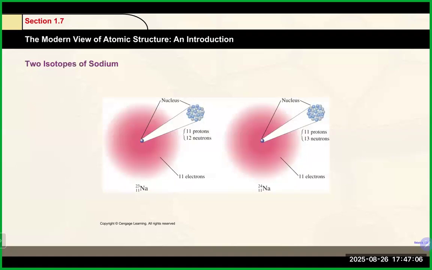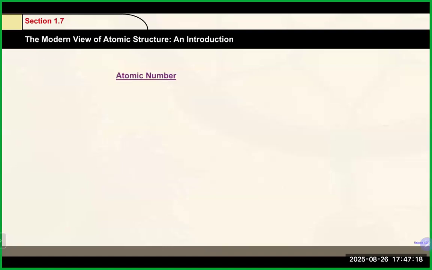So these are two isotopes of sodium. They both have 11 protons. One has 12 neutrons. The other one has 13 neutrons. And that is the difference between them.